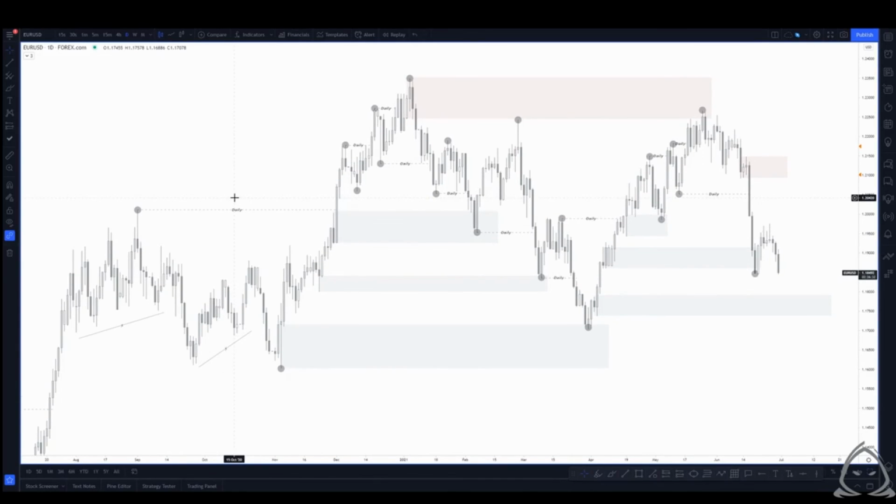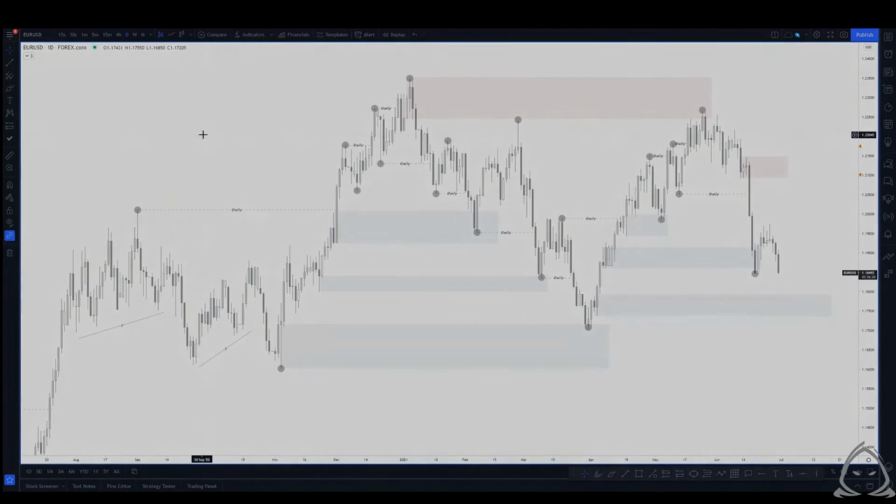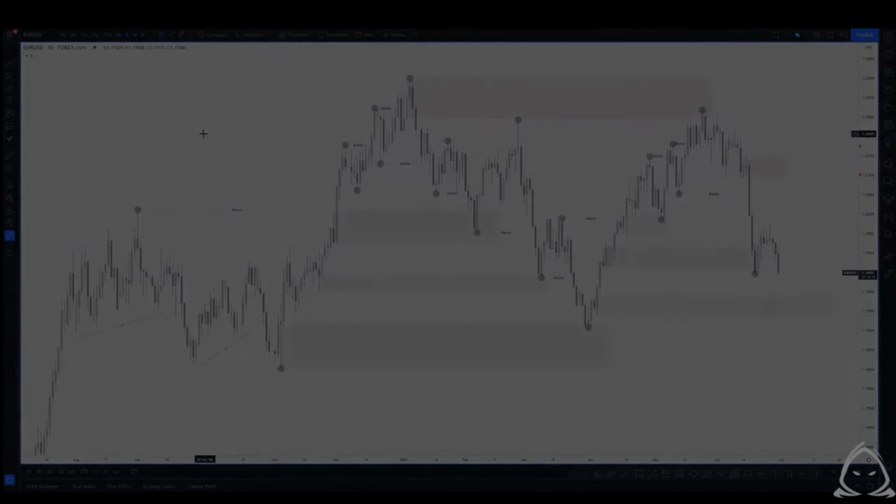In the next video, we'll go through multi-time frame structure and how the relationship between, say, the daily, the 4-hour, and the 15-minute, and how the mapping of each time frame's market structure goes hand in hand.